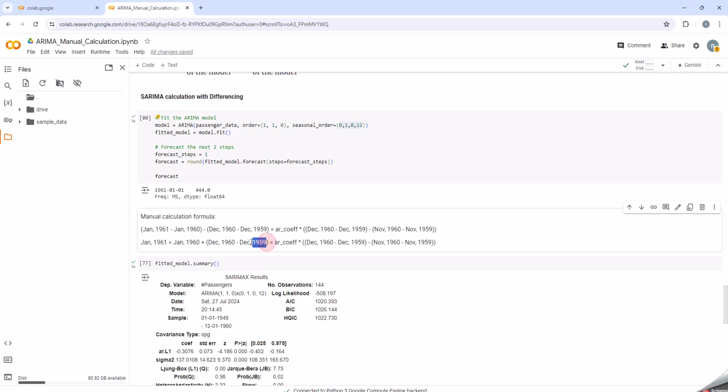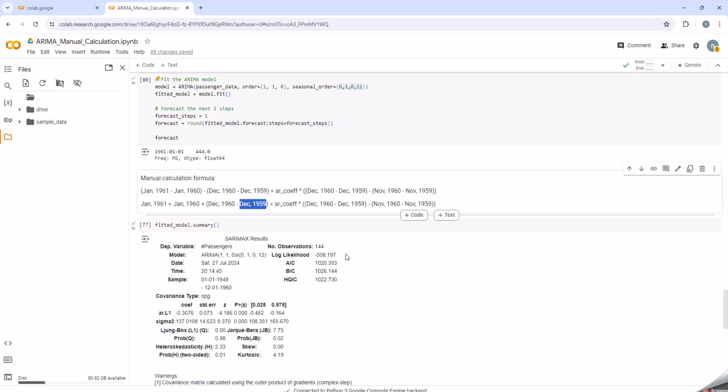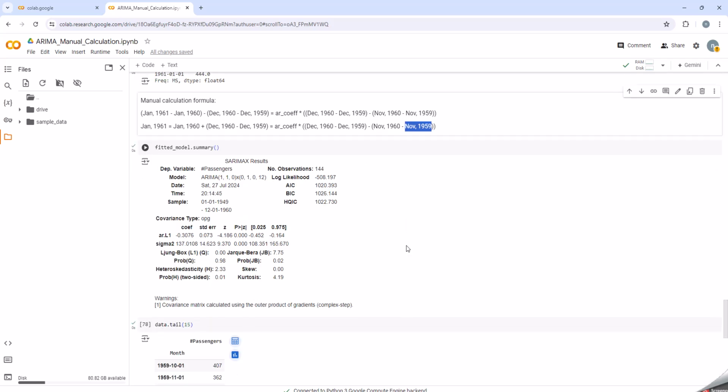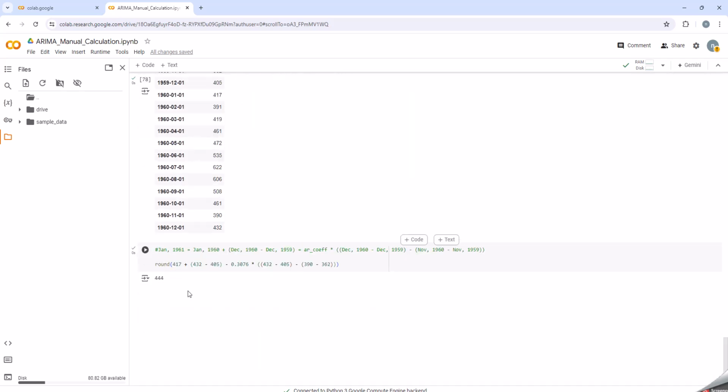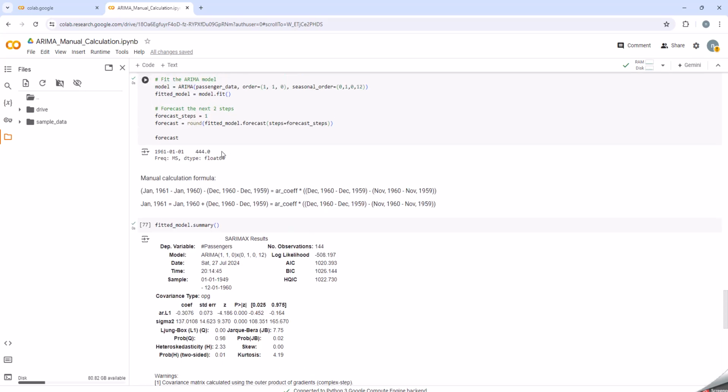December 1959, due to the seasonal differencing. November 1960, due to the non-seasonal differencing. November 1959, due to the seasonal differencing. By substituting all the necessary values, we get 444 as the output, which is equal to the ARIMA forecasted result.